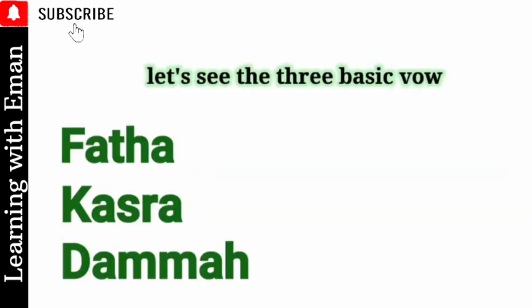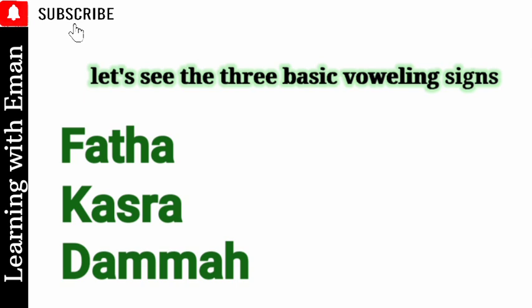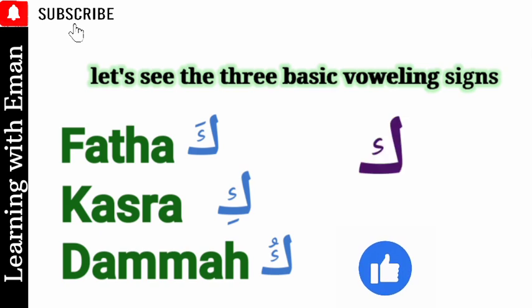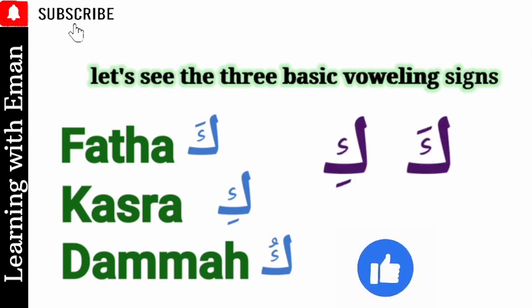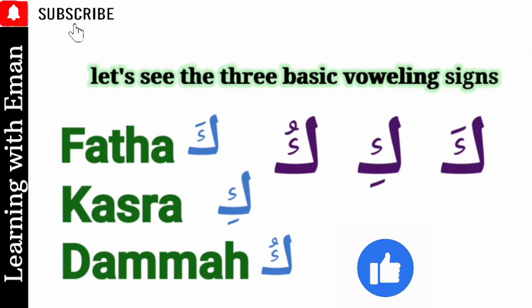Let's see the three basic voweling signs, when used with Kaaf. First, here's the Fathah. The pronunciation now will be ك. Next, this is a Kasra. The pronunciation now will be ك. And finally, there's a Dammah, now pronounced as ك. Listen again. Now, let's practice writing and pronouncing these basic voweling signs.